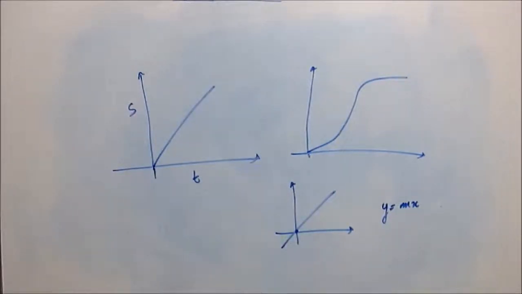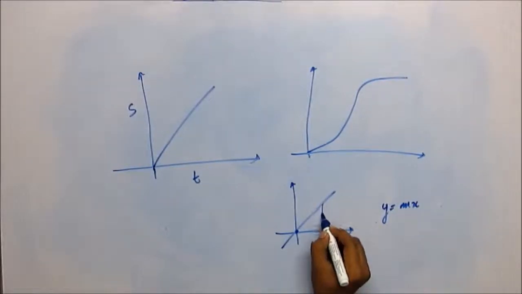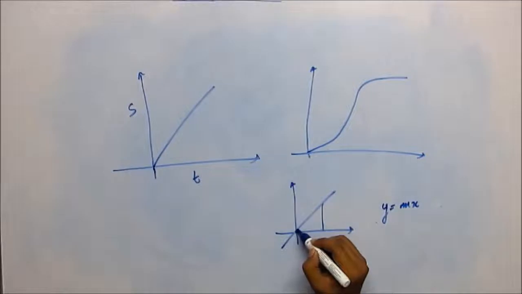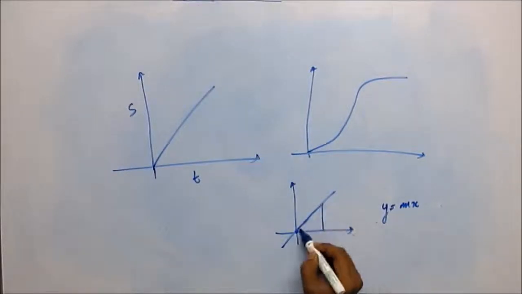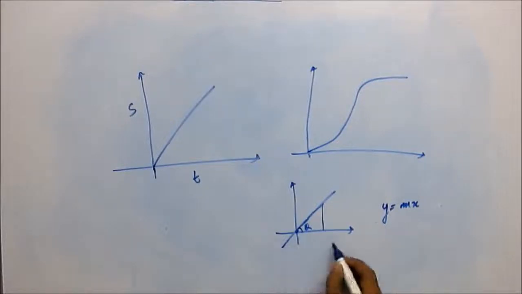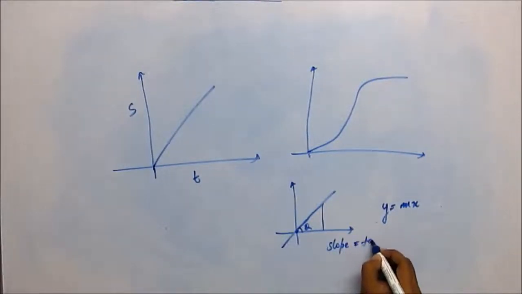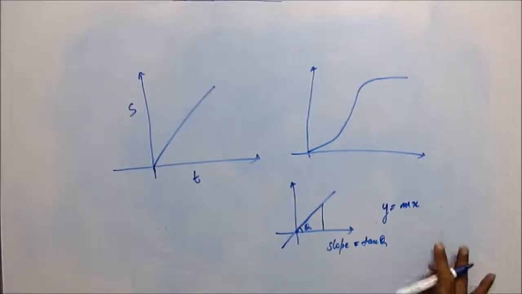Now I'm using a word slope. You have to learn what this word is. Slope is defined, actually slope is the inclination of the line with x-axis. Suppose this angle is theta. Now slope is defined as tan theta. That's the definition of slope. Why? There are reasons, but for now slope is defined as tan theta.